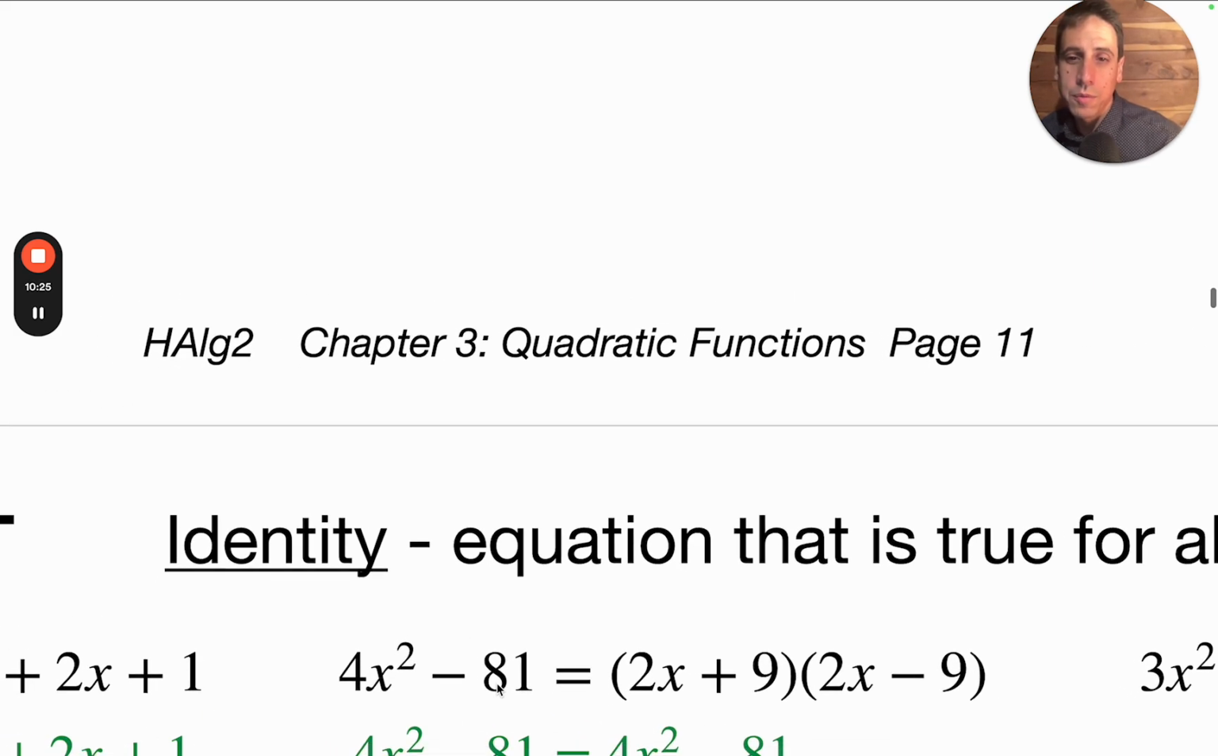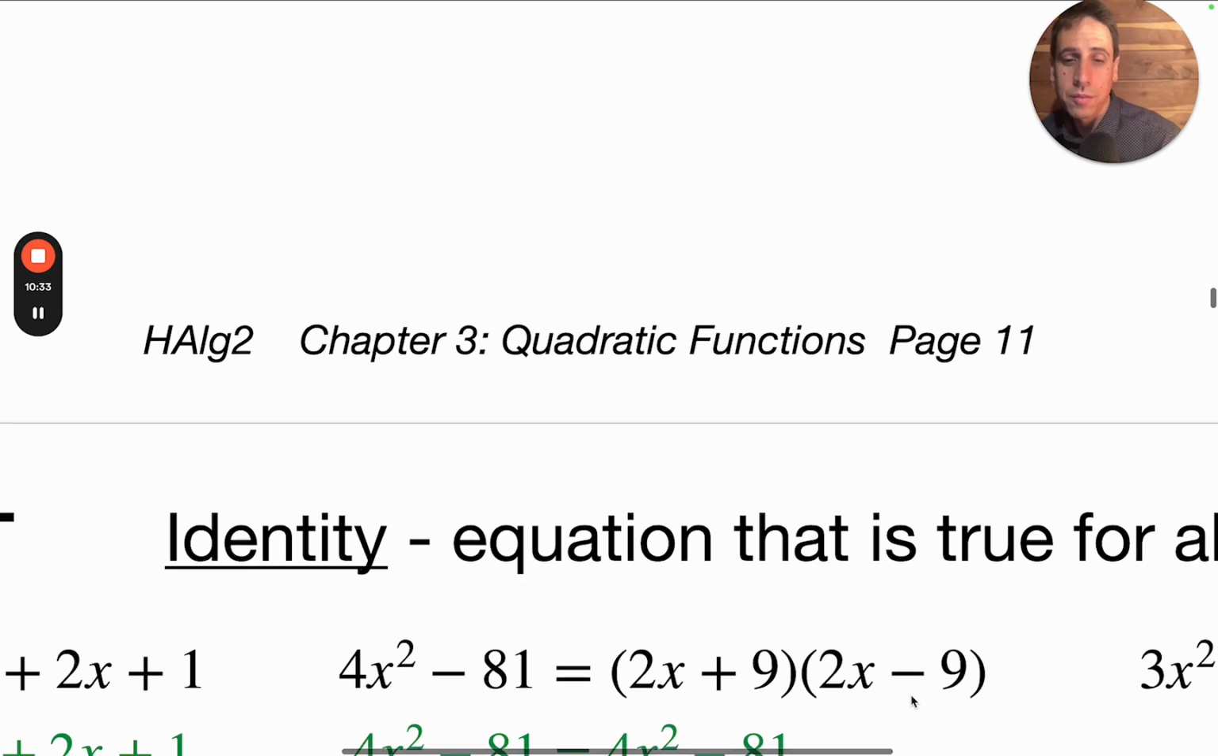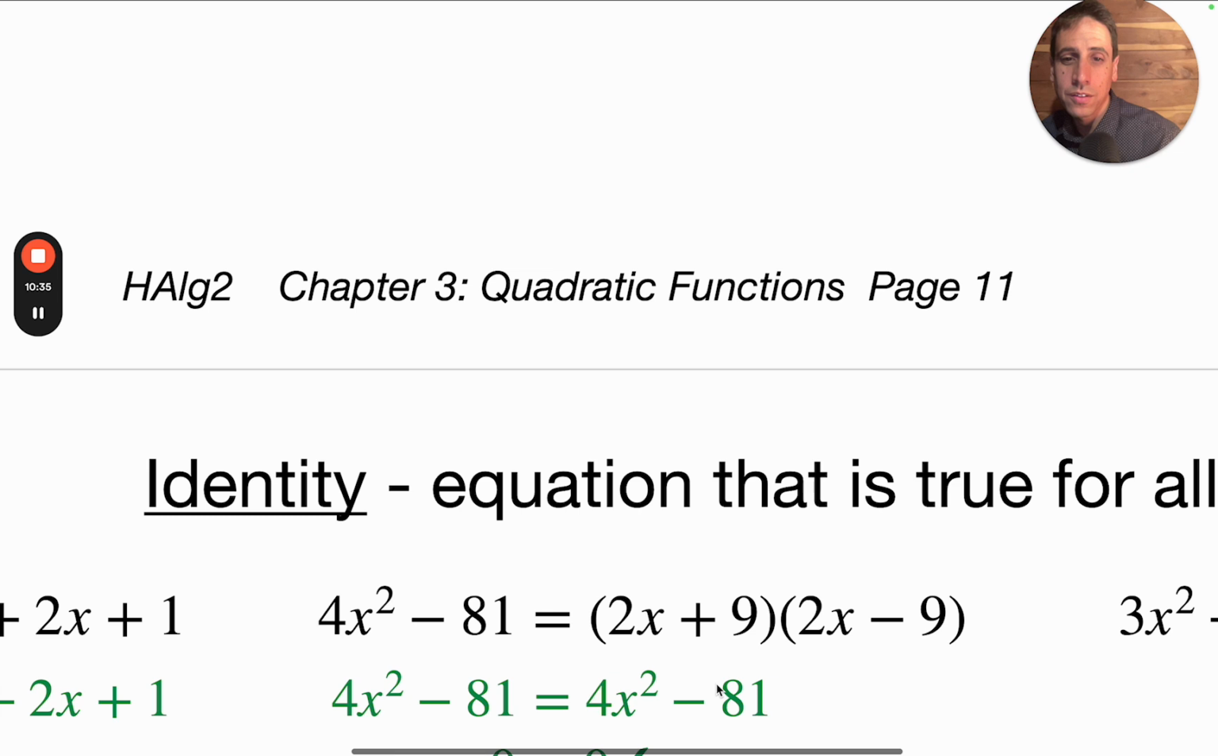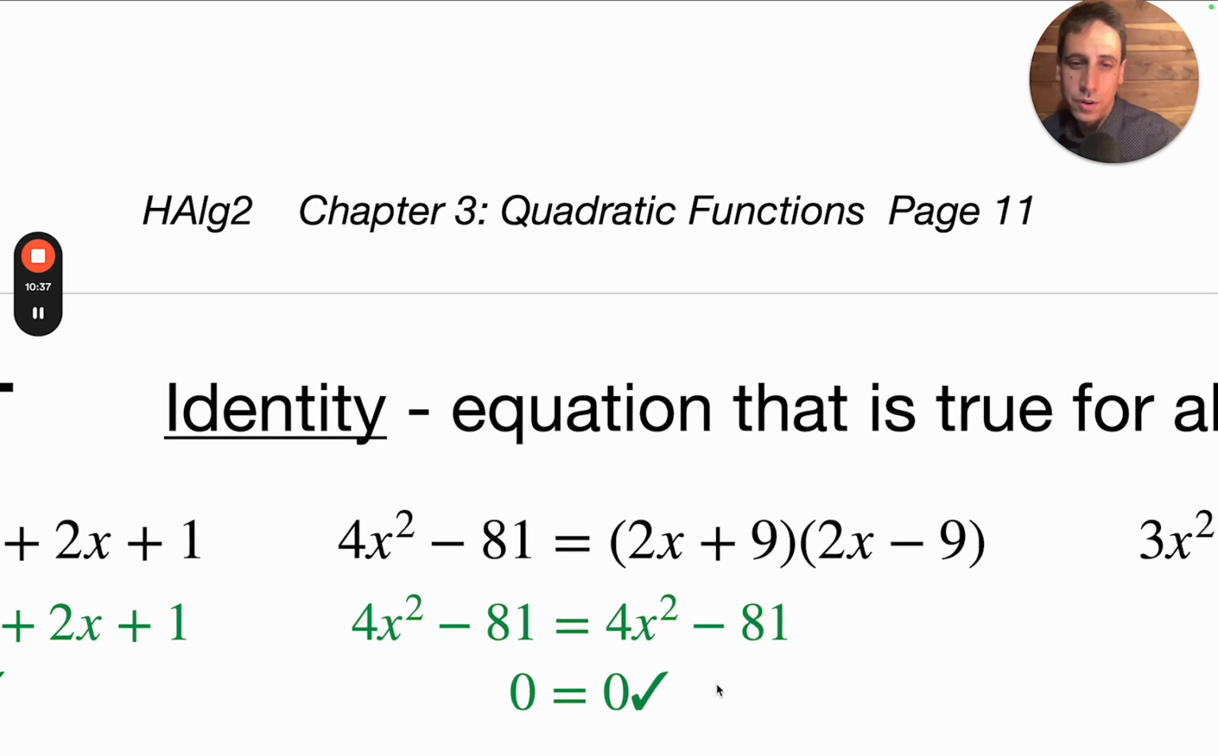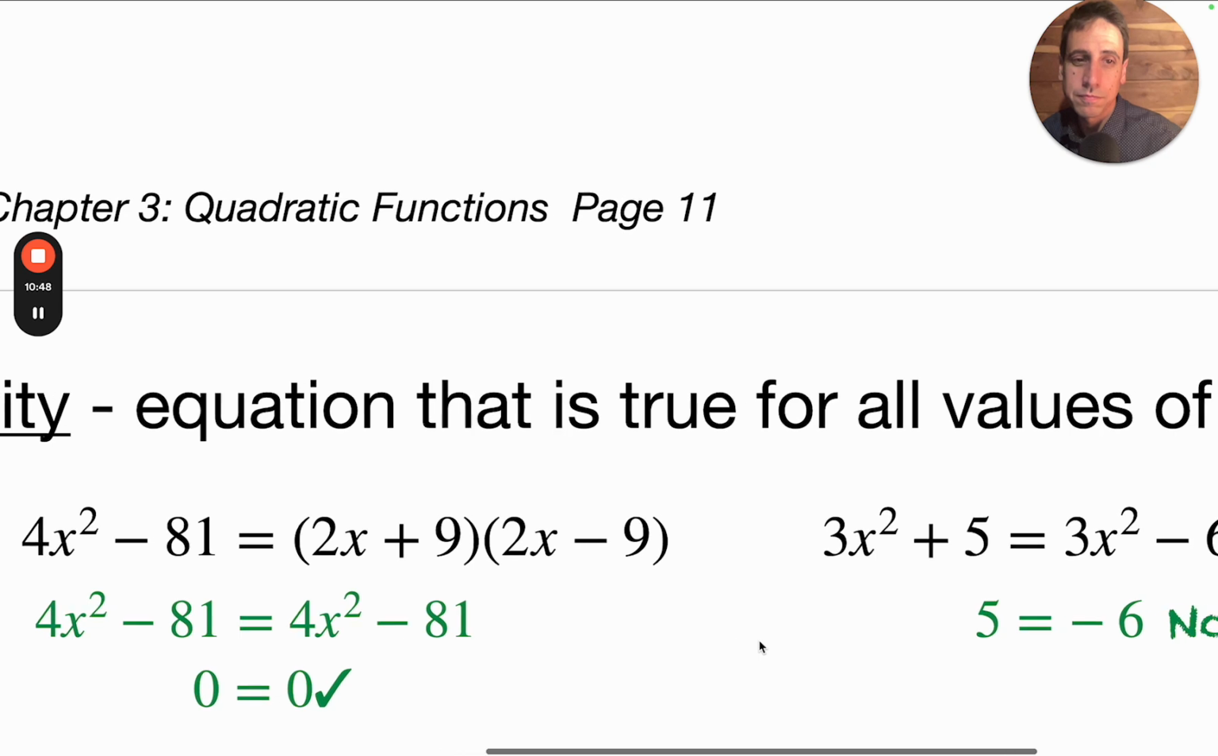So 4x squared minus 81. Is that the same thing as 2x plus 9 times 2x minus 9? Well, if you FOIL the right-hand side, you get this. You add 81, you subtract 4x squared, you get 0 equals 0. They're the same equation. So the same expression on both sides, and that's an identity. It doesn't matter what value you choose for x, this equation is going to be true.